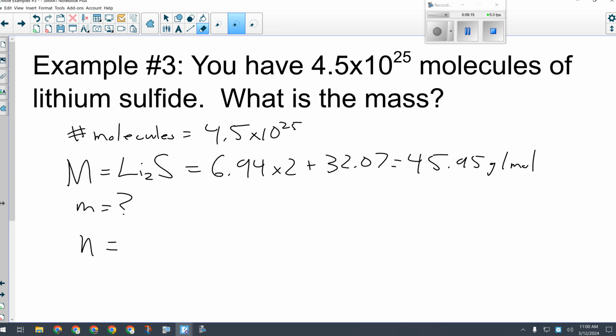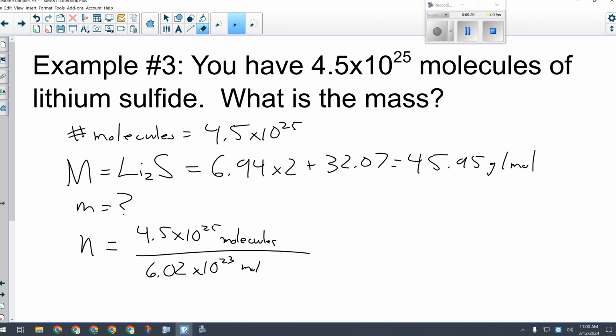So we are going to have 4.5 times 10 to the 25 molecules divided by 6.02 times 10 to the 23 molecules per mole. The molecules will cancel, and I'm left with moles.